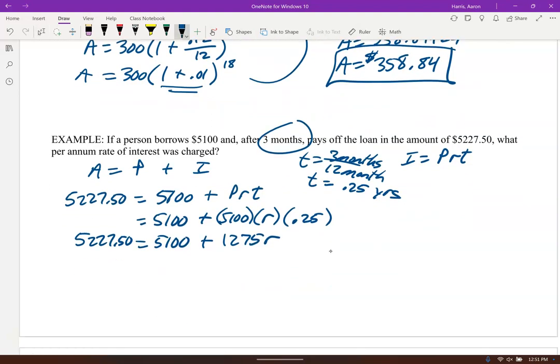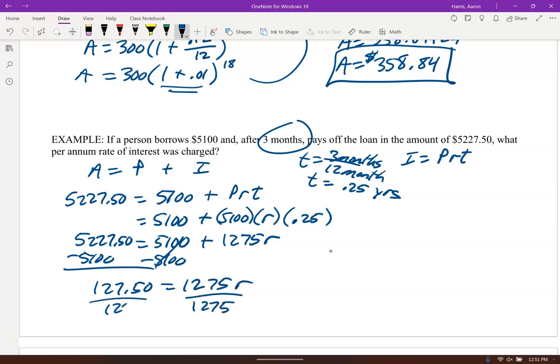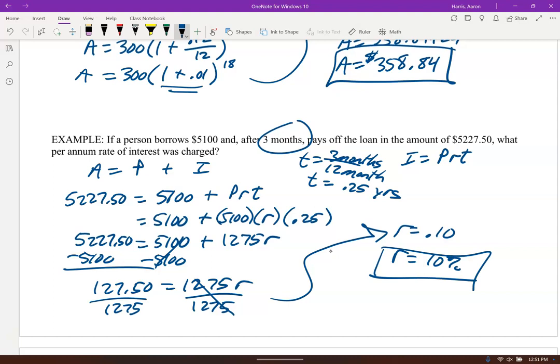And let's solve for R. Divide by 1275 to solve for R. R equals 0.10. In other words, 10%. So this person was charged a 10% interest rate, right? Based on the math here.